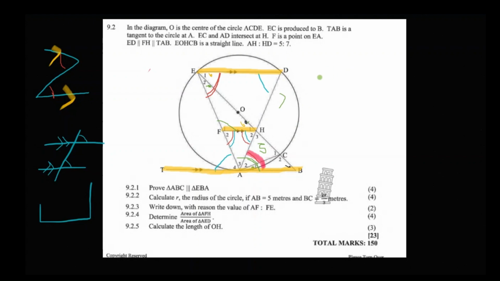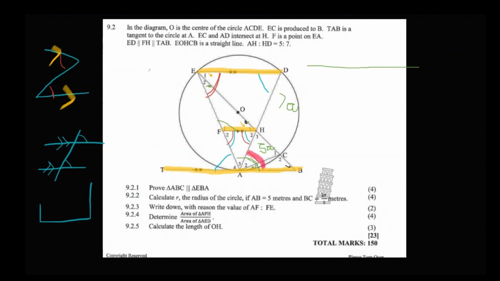A ratio basically gives us an idea of how the different parts of a line have been arranged. So they're basically telling us that AH takes up 5 parts of the line and HD takes up 7 parts of the line. It's not the actual length. To make sure you don't get confused, add a random value. I'm just going to add an A so that you remember that it's not the actual length, it is just the ratio.